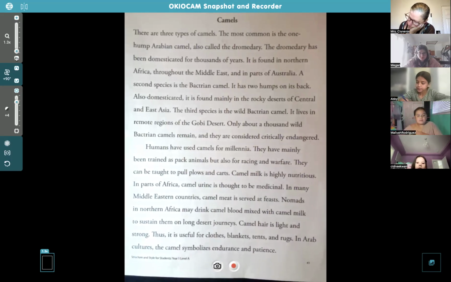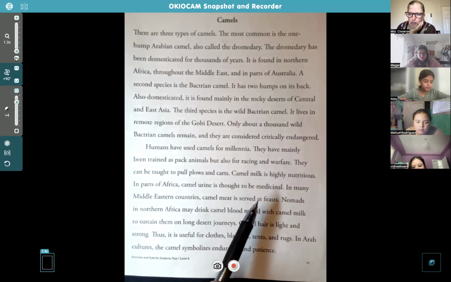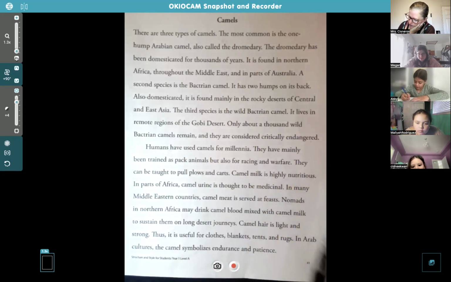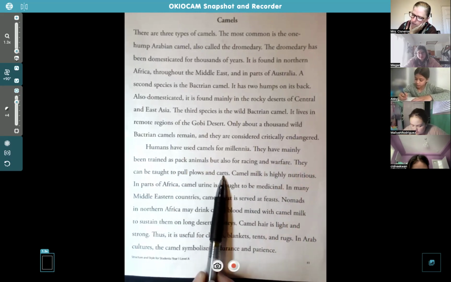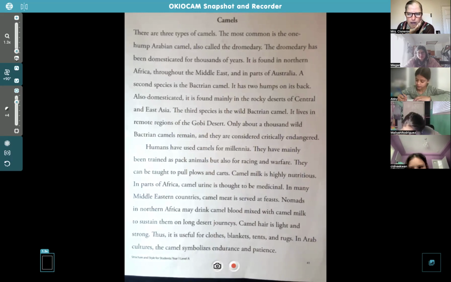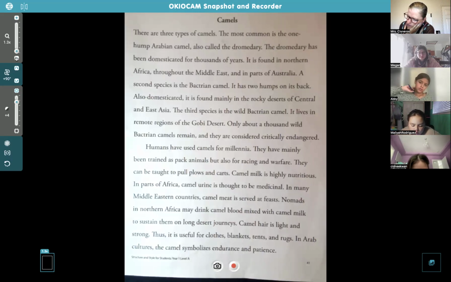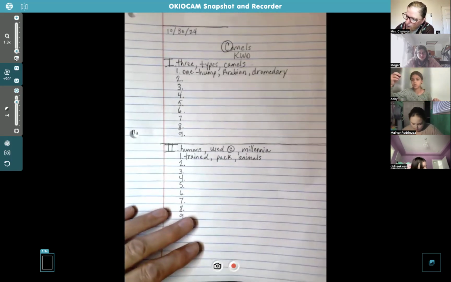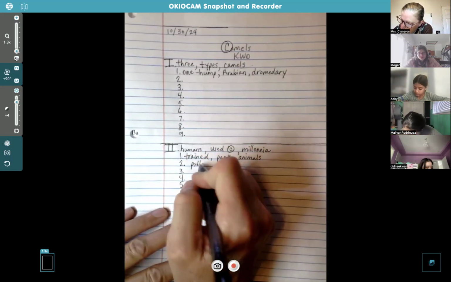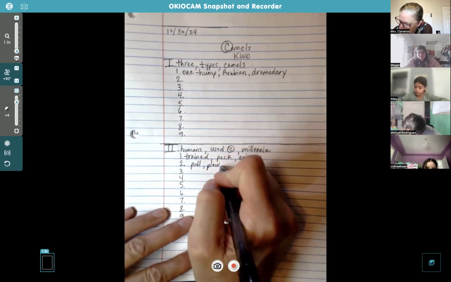Wait, what am I supposed to do? You're going to pick 3 keywords from this sentence and help us put it in the outline. So it says, they can be taught to pull plows and carts. How can we remember that in our keyword outline? Plows, carts, and pull. Okay, let's put pull first. Pull. I like that. And then plow and carts.